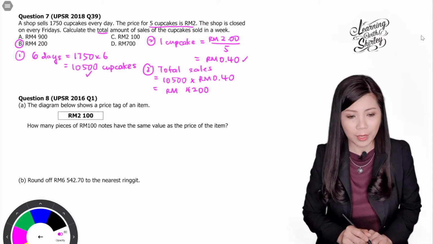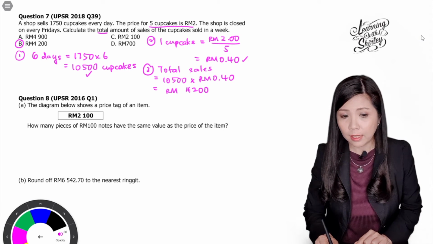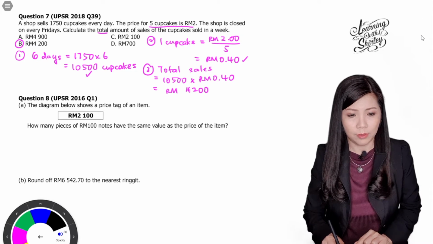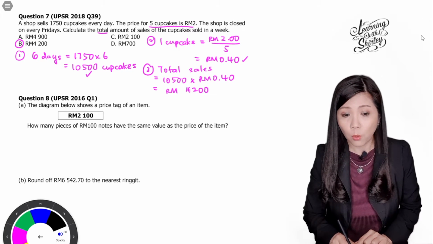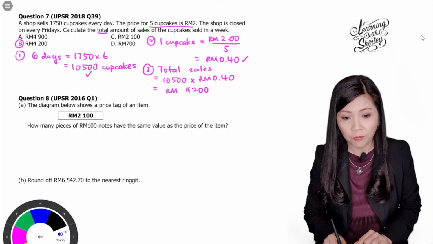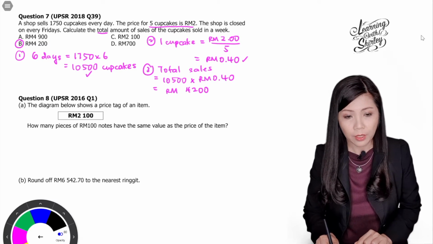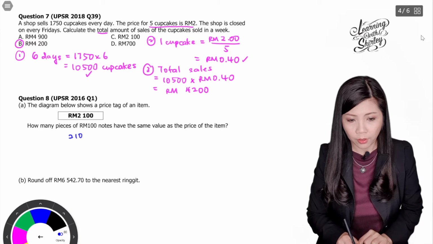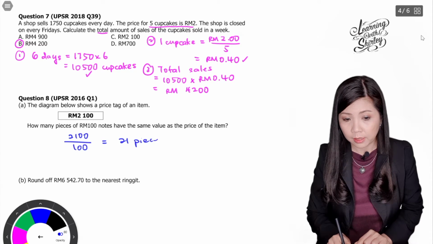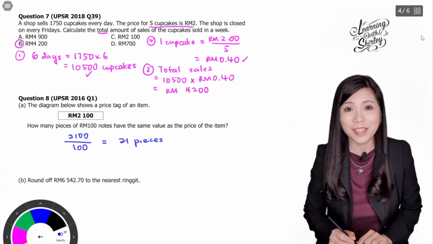Okay, let's look at question number 8. UPSR 2016 question 1. The diagram below shows a price tag of an item. The price tag is 2,100 ringgit. So how many pieces of 100 ringgit notes have the same value as the price of the item? I'm going to use 2,100 divided by 100. So the answer is 21 pieces. This is easy peasy.